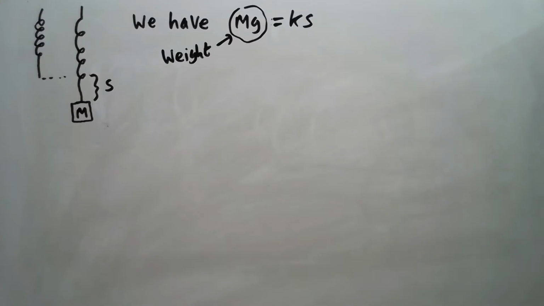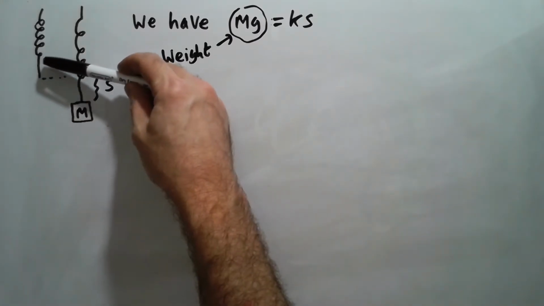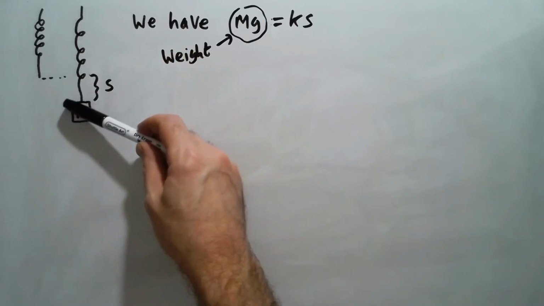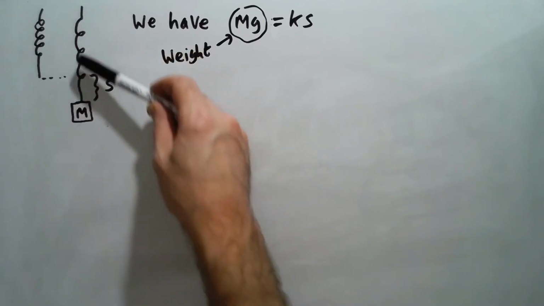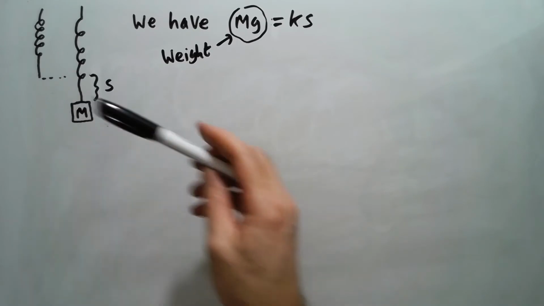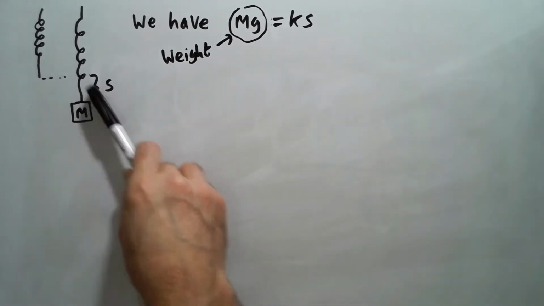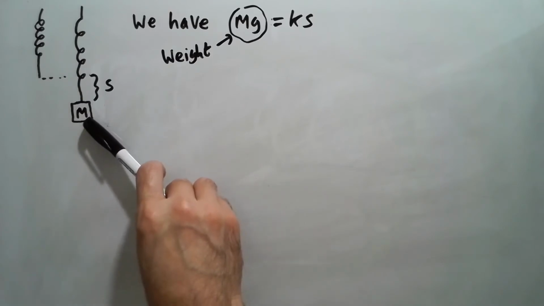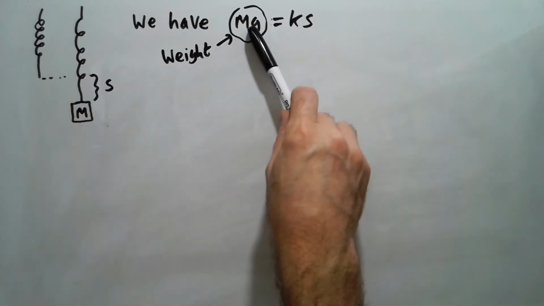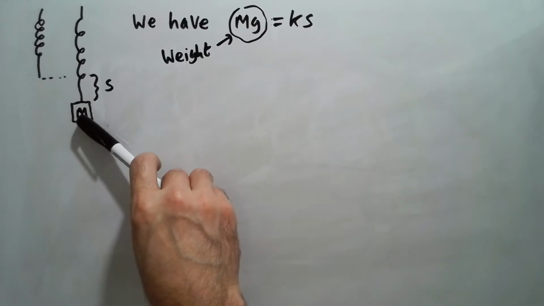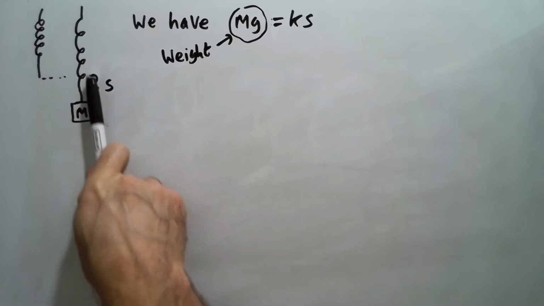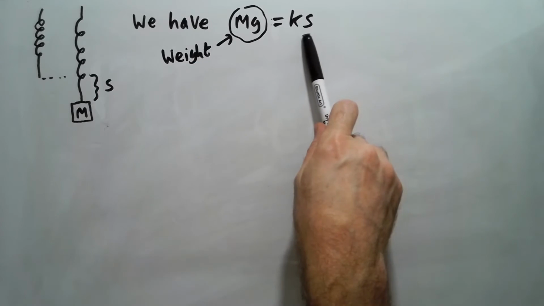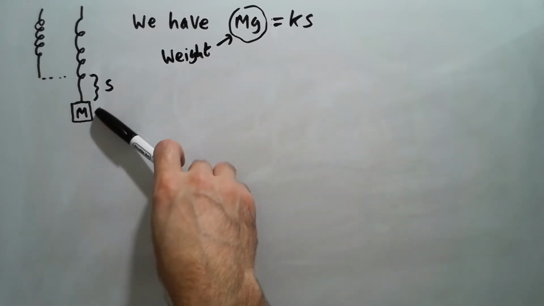Okay, so now here's my, say, unstretched spring, and here's my stretched spring. Say I attach some mass to it at the end here, so it stretches it down, say S past the equilibrium position. So the weight of the mass here would be m times g. That would have to balance the restoring force, so it has to equal k times s. So say this is in equilibrium right now.